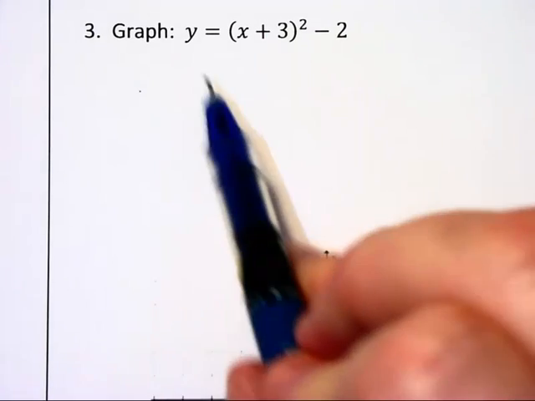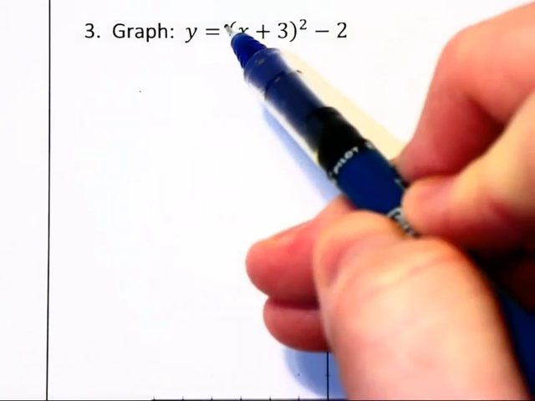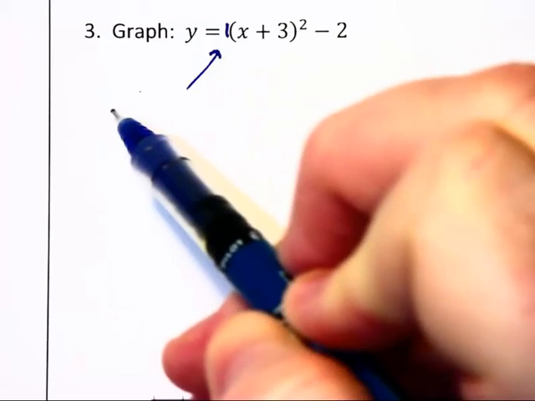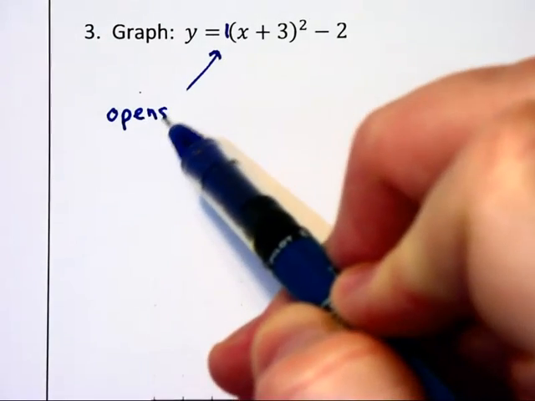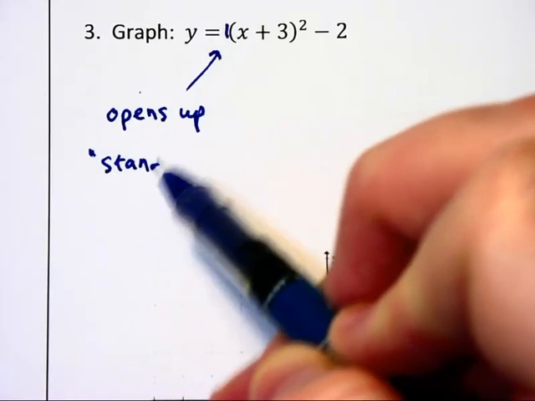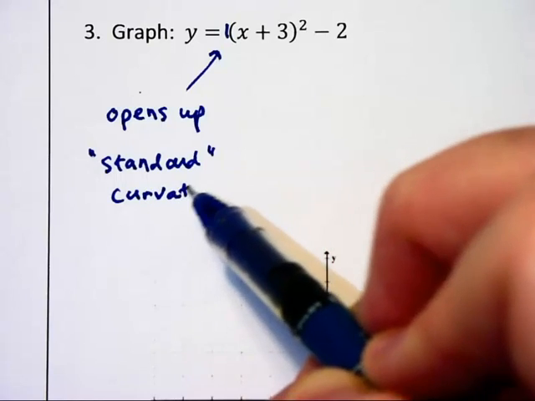This graph is in this nice, neat, completed square form. We notice there's a 1 out in front, and that basically is a positive value, so we know that this graph opens up, and it's going to have what I call standard curvature. We'll talk about that in a second.